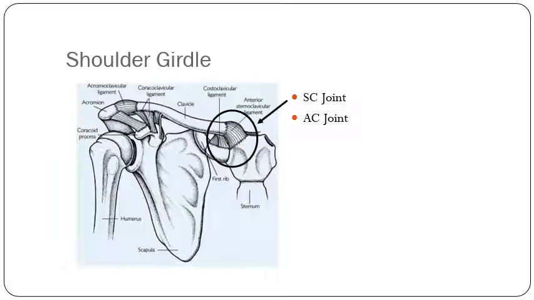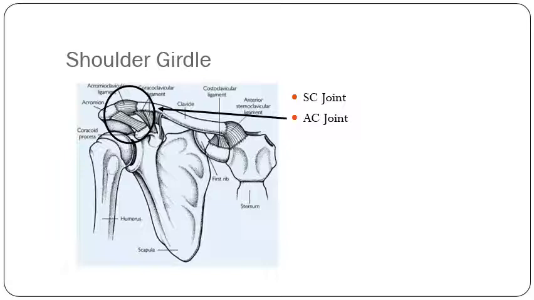So you have the SC joint, that's your sternoclavicular joint, so it's the articulation between the sternum and the clavicle. You have your acromioclavicular joint, or your AC joint. Okay, that's the articulation between the clavicle and the acromion. And again, note all the different ligamentous structures around here as well. So you can see at the AC joint, you have the acromioclavicular ligament, you have the coracoclavicular ligament, and you have the coracoacromial ligament. Okay, so you have all of those structures there. All those are very significant.